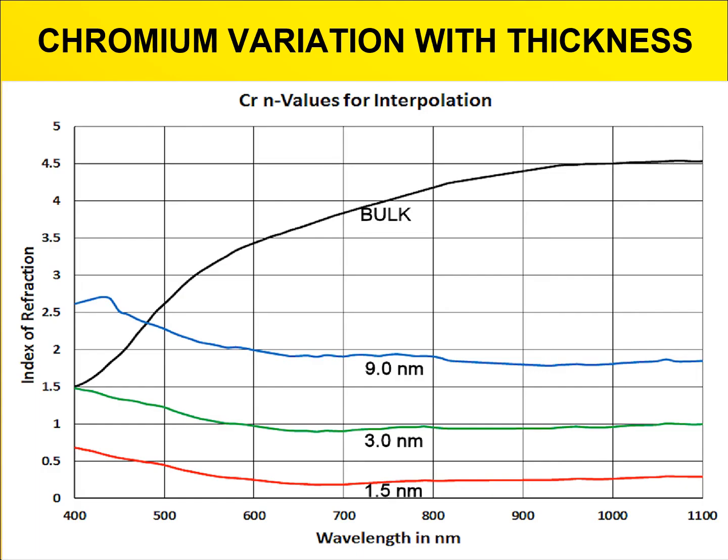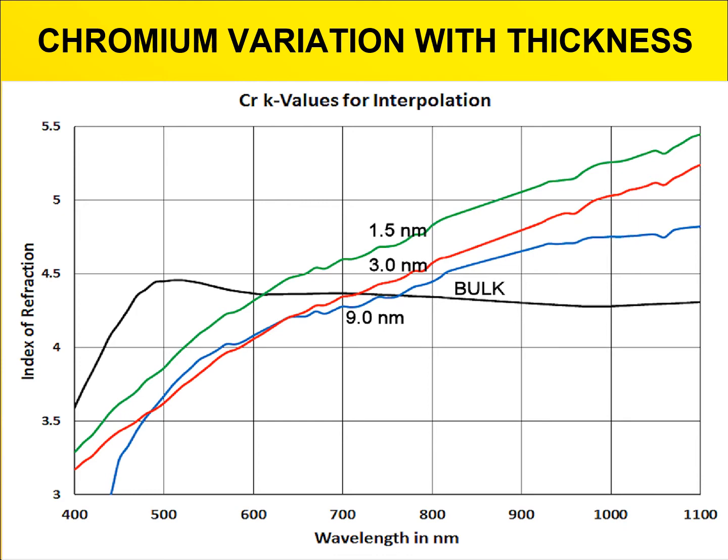Here's chromium variation with thickness and wavelength, and the bulk values in black, and the thinner values are in colors here. So for example, if I'm in a design process and the design seems to want to benefit, we'll say, by a 6 nanometer thickness, the newer software will allow us to interpolate between 3 and 9 and get 6 or any other thickness in between 3 and 9, or in another case between 1.5 and 3, etc.